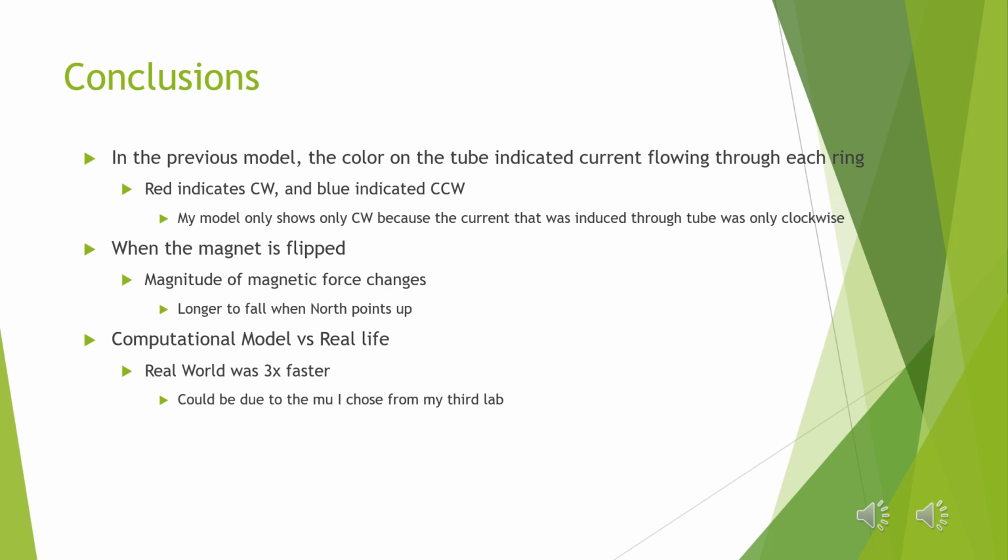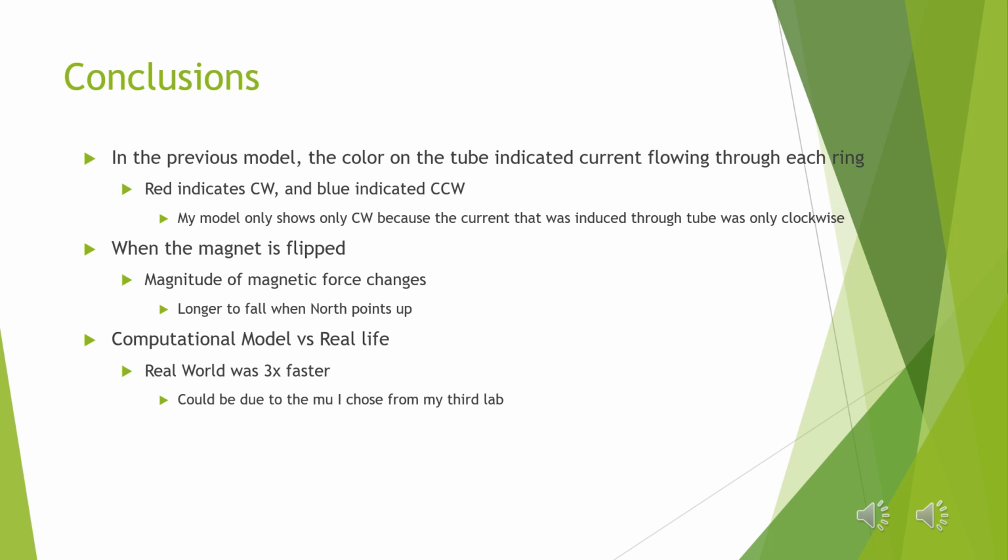So in conclusion, on the previous slide in the model, the coloring on the tube indicated the magnitude of current flowing through each ring. The red indicated clockwise current and the blue indicated counterclockwise current. And my model only showed red because the current that was induced through the tube was only clockwise. In my experiment, I also flipped the orientation of the magnet a lot, and I found that the dynamics didn't really change, but the magnitude of the magnetic force changes, and it took longer for the magnet to fall through when the north pointed upwards.